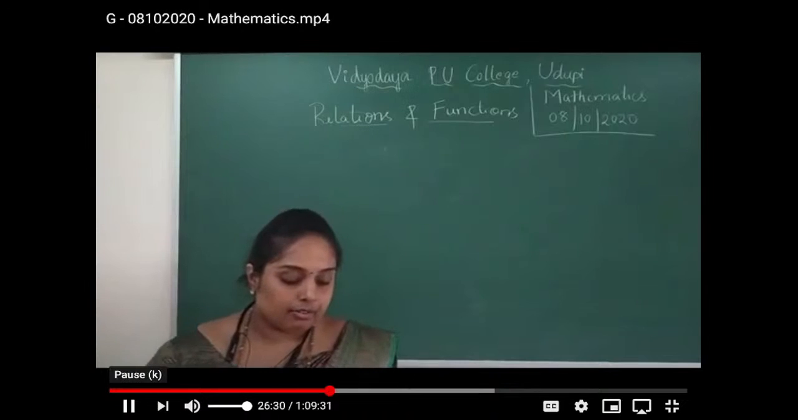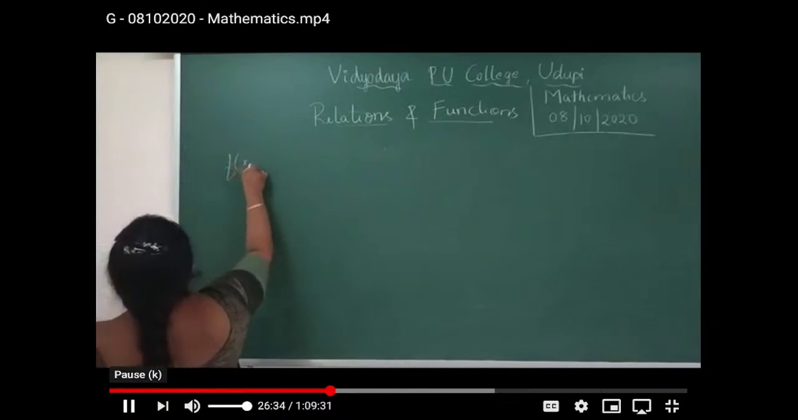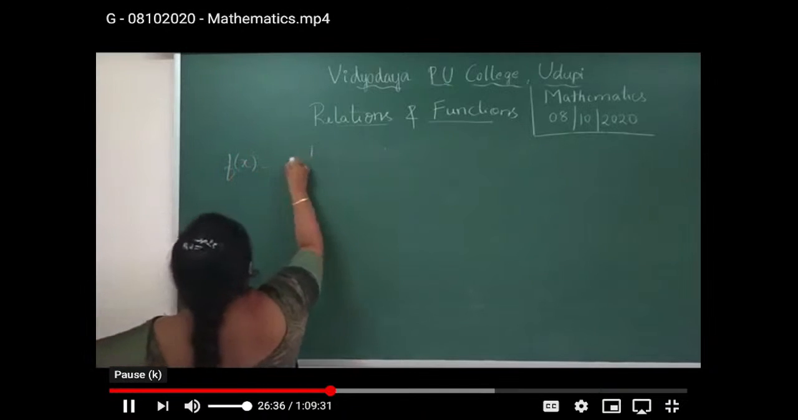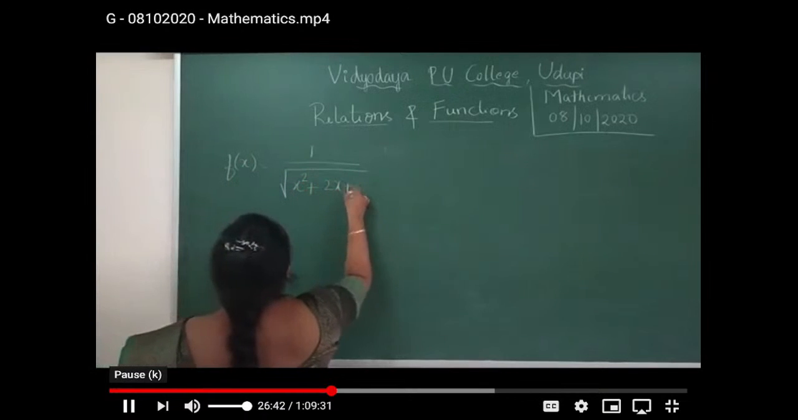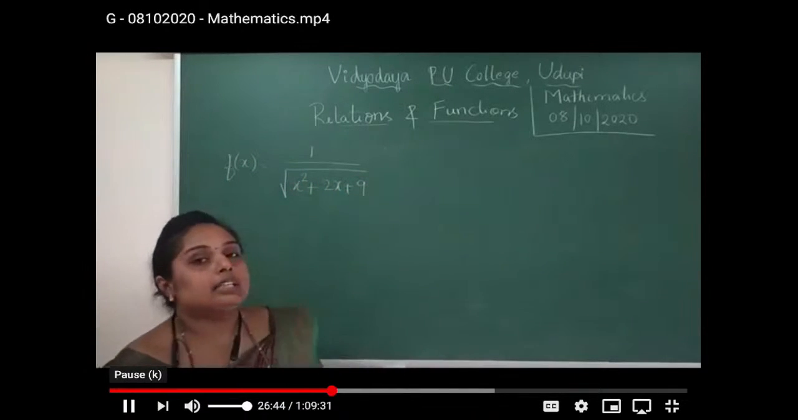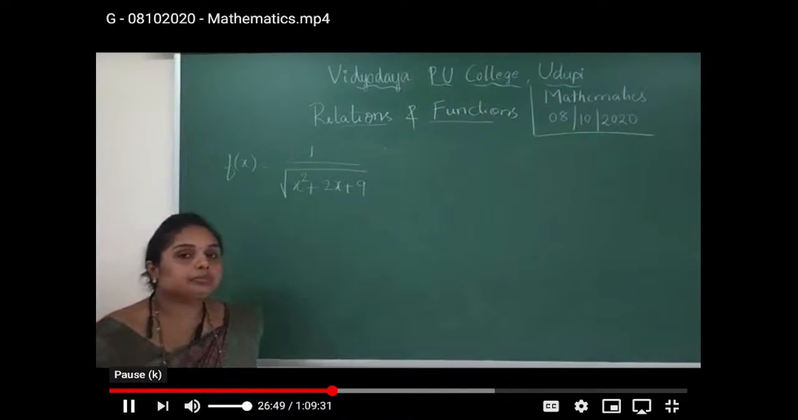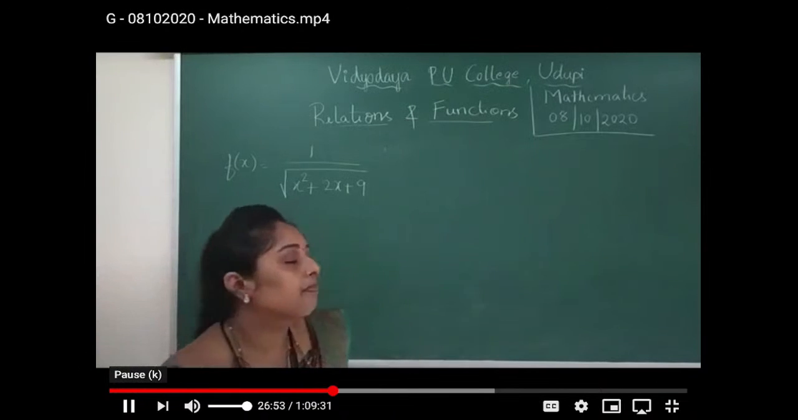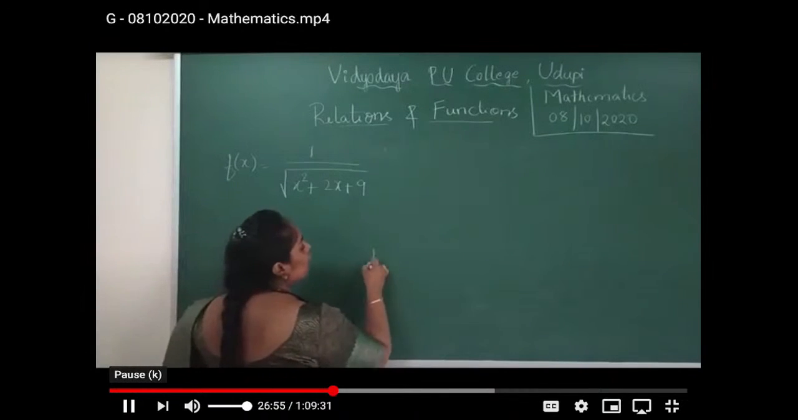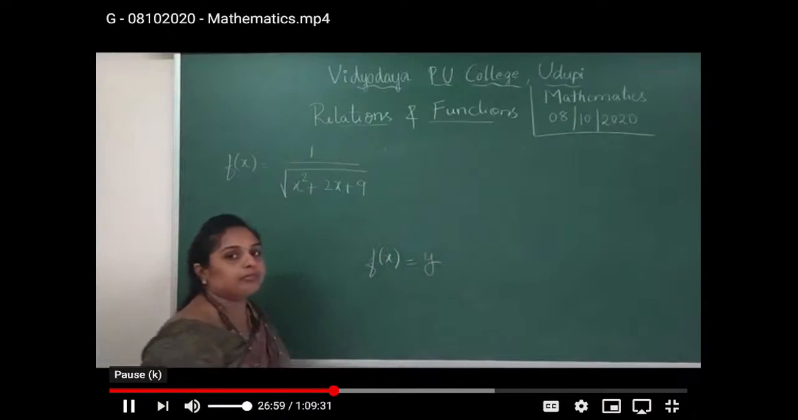Next question is domain of f of x. We need to find the domain of f of x, and that is equal to 1 divided by root of x square plus 2x plus 9. The question is to find the domain. Okay. So before I explain, you know what is domain and range, right? See, f of x is equal to y. Okay.